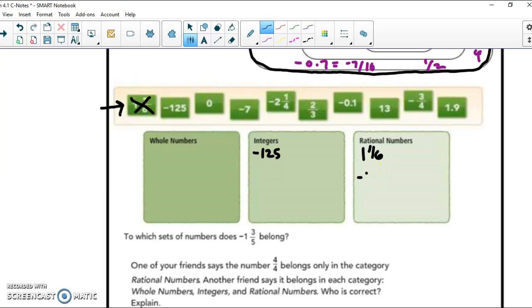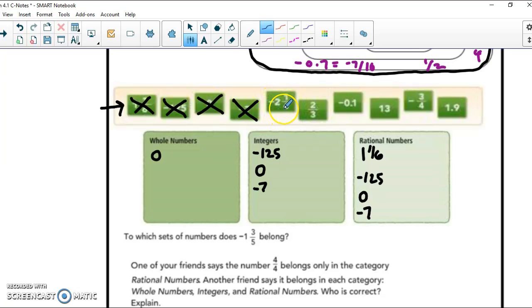And it's also rational because I could write it as a ratio by putting -125 over 1. Let's consider 0. 0 would be a whole number, which means it's also an integer. And it's also a rational number because I can write it as a fraction, 0 over 1. -7 is not a whole number because it's negative, but it is an integer. And it's also a rational number because it can be written as a ratio or a fraction, -7 over 1.